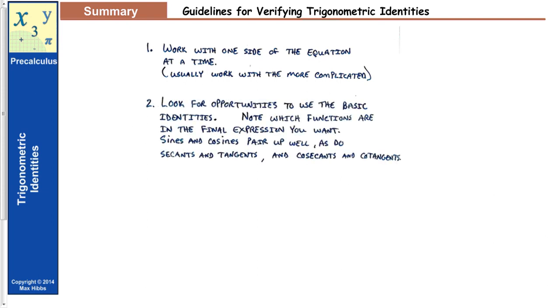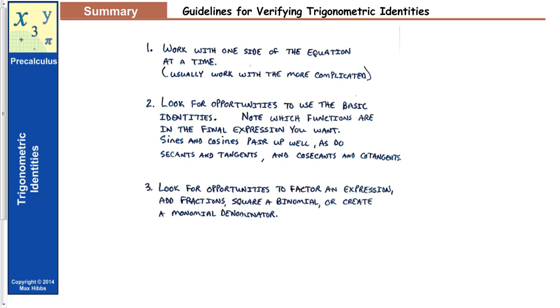And then what I've stated here is we look for opportunities, as I'm reading it, to use the basic identities. We look for opportunities to use the Pythagorean identities or the basic identities like tangent of theta is sine theta over cosine theta, and so on. And note which functions are in the final expression that you want. So, sines and cosines pair up well, as do secants and tangents, and cosecants and cotangents. We kind of keep an eye on what we're trying to accomplish eventually, but we don't let it run our manipulations.